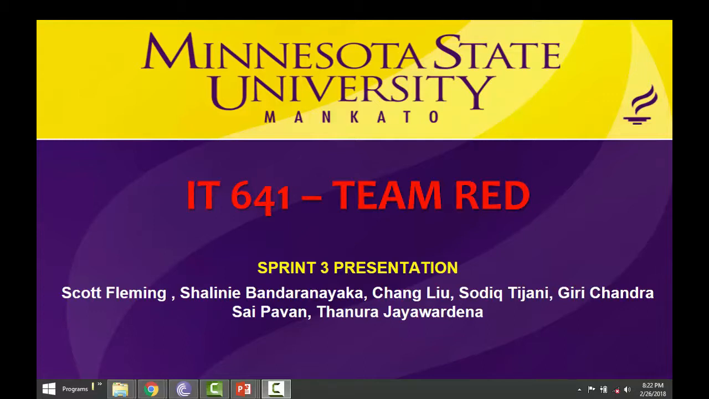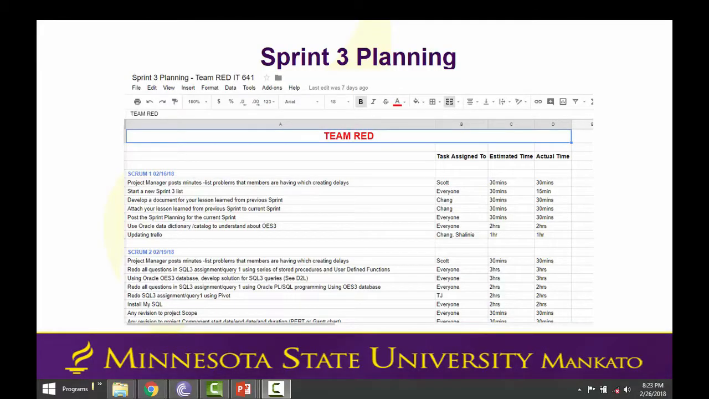Let's move on and find the details of the progress we made since Sprint 2 and see the different tasks we accomplished so far. As you can see here, we have a spreadsheet for Sprint 3 planning. There are 2 scrums this time, as opposed to the different parts it was divided into previously. We had about 4 scrums.